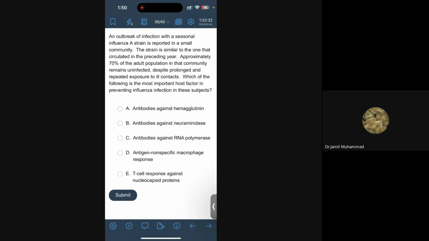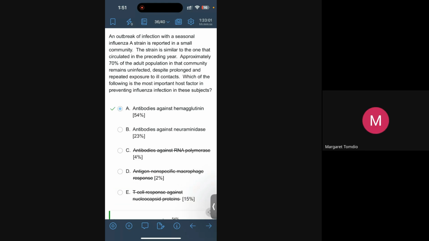So which one is going to be the answer, either A or B? Because now the cells are not getting infected, that means the virus is not getting inside the cell. So the answer is antibodies against hemagglutinin.